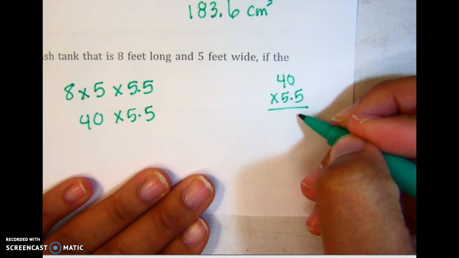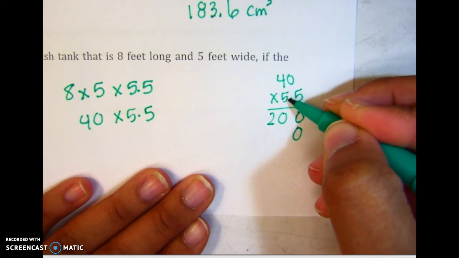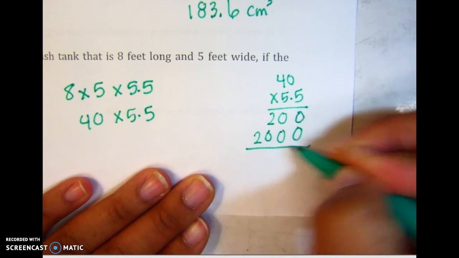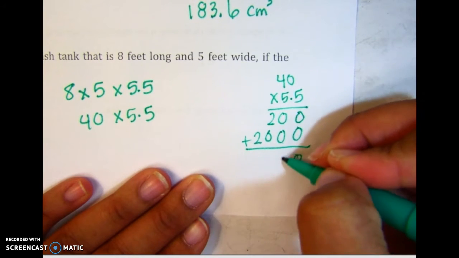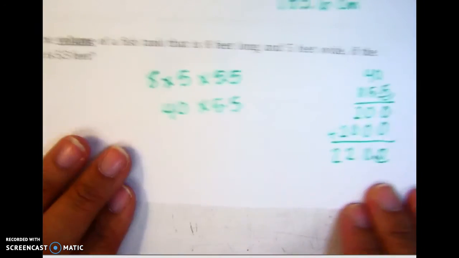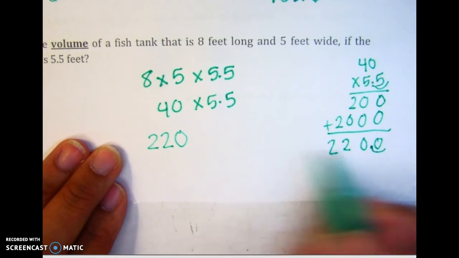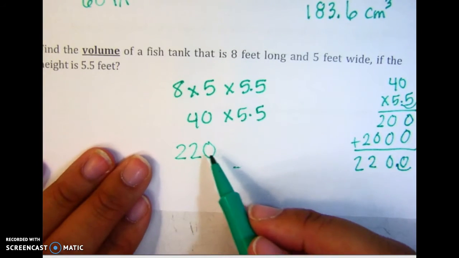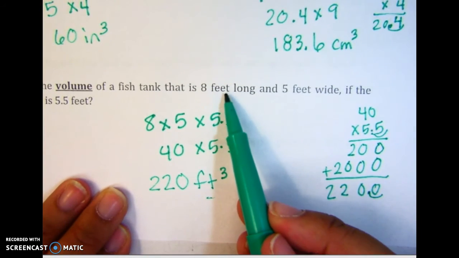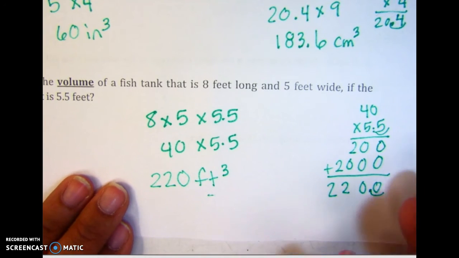So now, 5 times 0, 5 times 4. Add a 0, because I'm moving on to this number. 5 times 0, 5 times 4. 0, 0, 2, 2. I have 1 decimal place, so 1 decimal place. So my answer should be 220. I can put 220.0, but it's the same thing. So 220 feet cubed. I always look for my units, and it's cubic because I'm multiplying three different lengths.